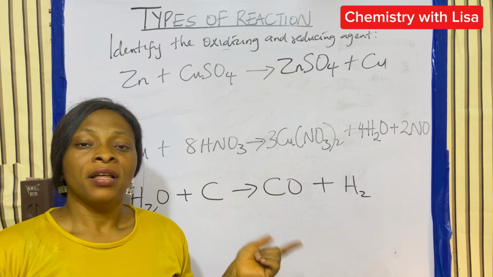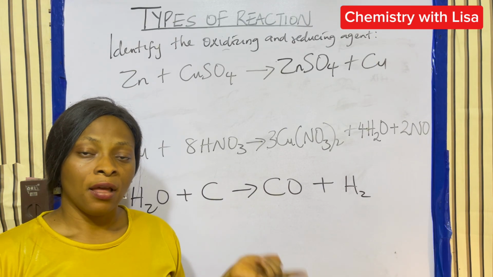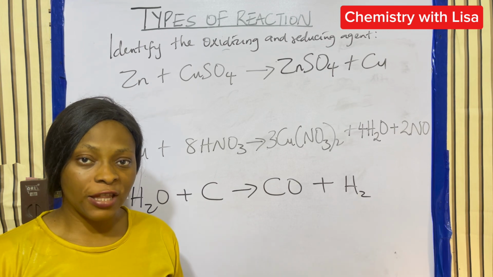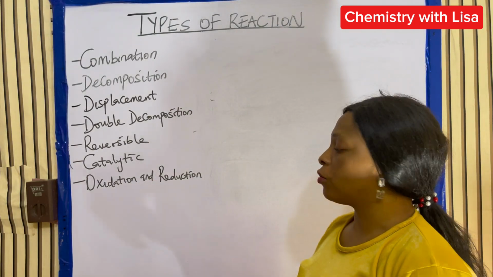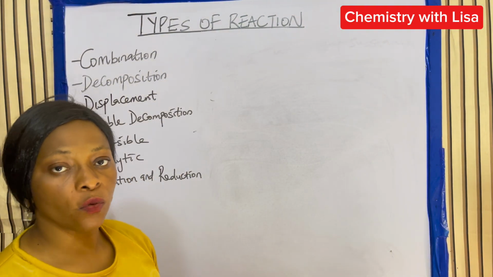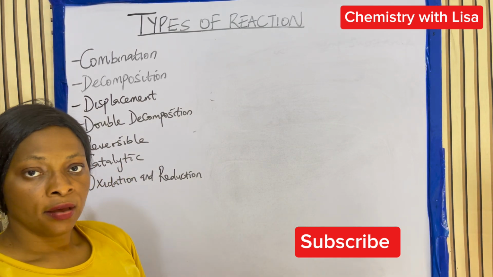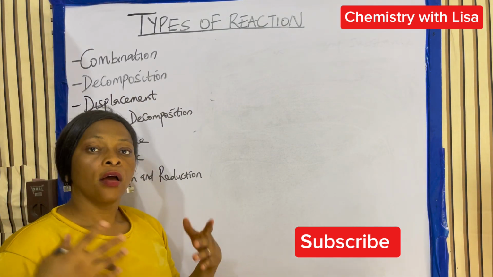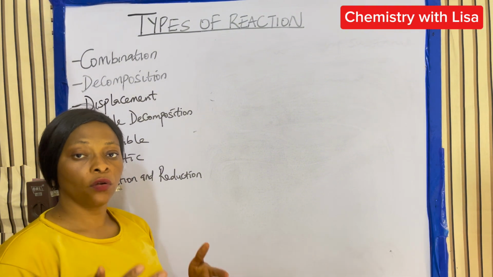In your exam, JAMB may ask you which one is the oxidizing agent and which one is the reducing agent. It is very simple. So what is oxidation? Basically, oxidation is the process of addition of oxygen to a substance or removal of hydrogen from that substance. It can also be defined as a process of electron loss.